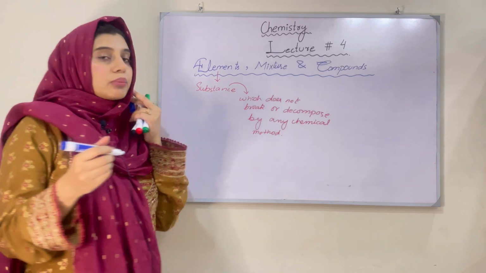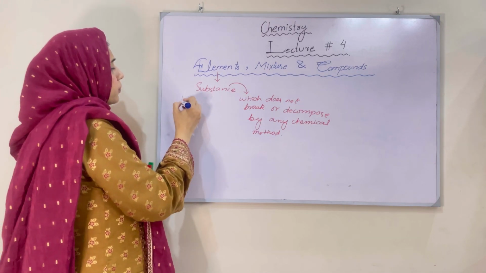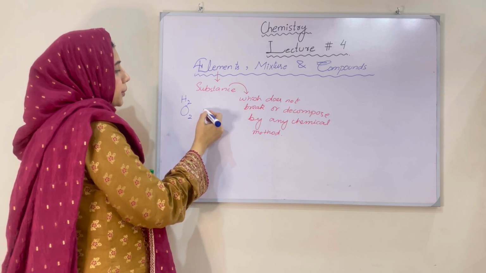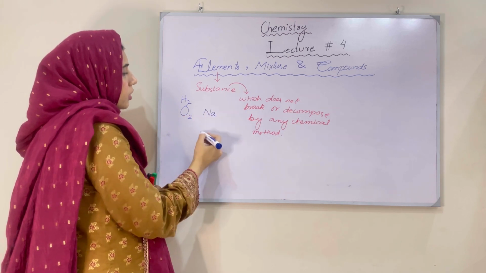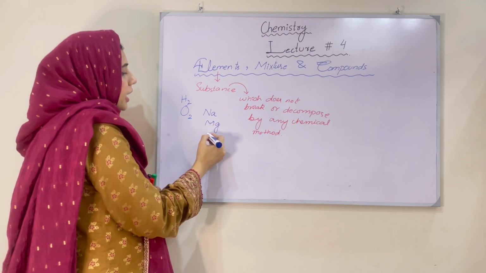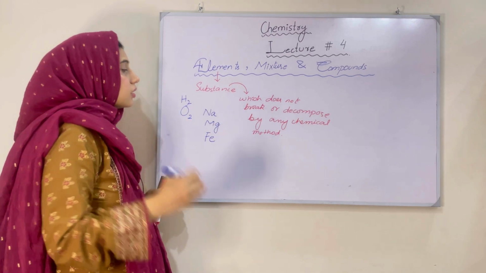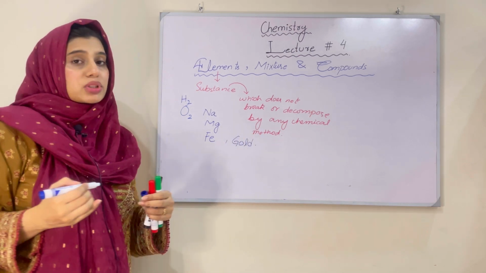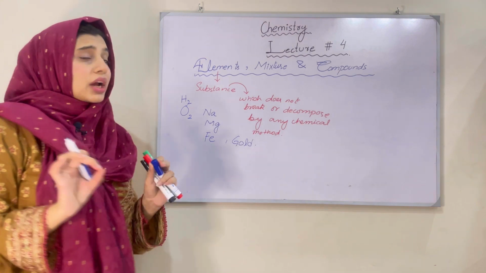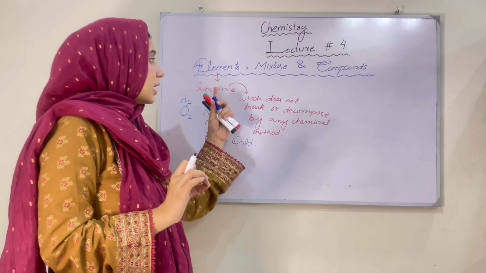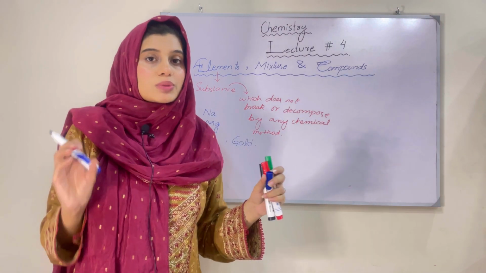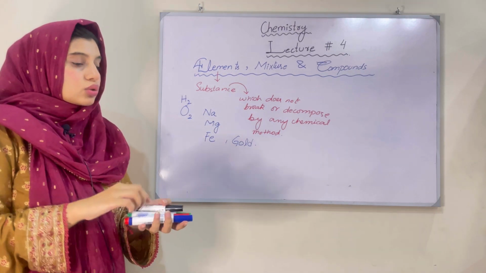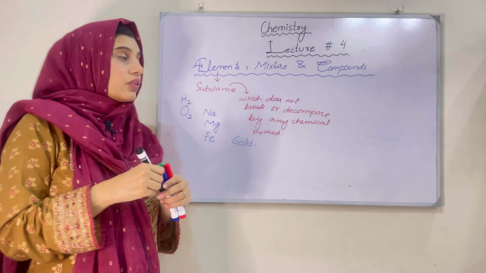If I give you examples of elements, we have hydrogen gas, oxygen gas, sodium metal, magnesium, iron. Iron is represented by Fe. We have gold. All of these are examples of elements. So now I hope elements are clear to all of you. An element is a substance which does not break or decompose by any chemical or physical method. Let's deep dive into this topic.